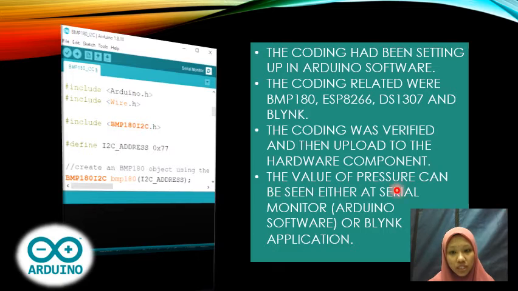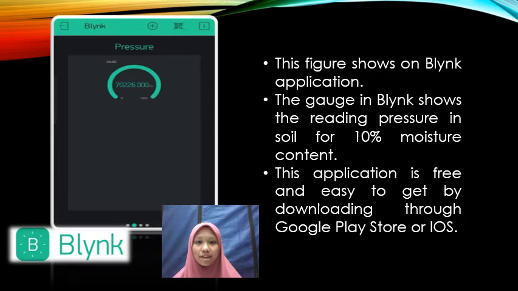The value of pressure can be seen either at the serial monitor, this one is the serial monitor from the Arduino software, or a Blynk application in the next slide. Okay, this figure shows the Blynk application. This is the gauge which shows the reading of pressure in soil for 10% of moisture content. This application is free and easy to get by downloading it through the Google Play Store and iOS.